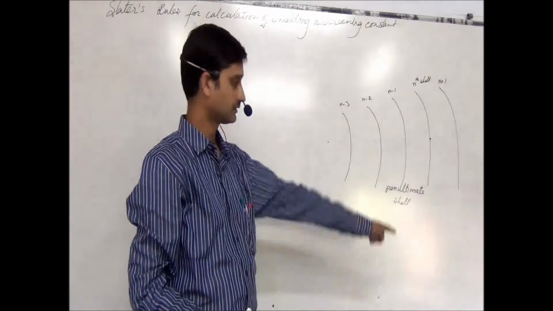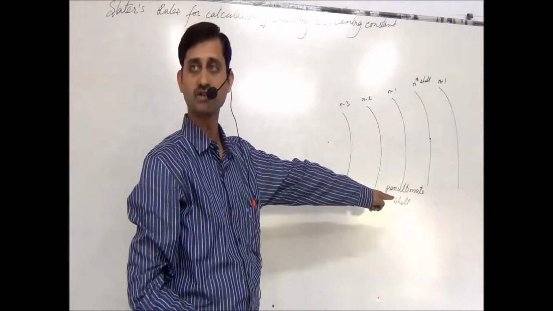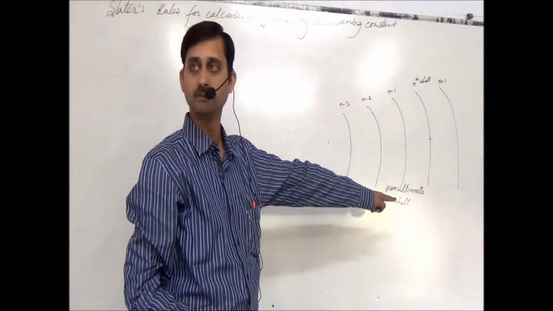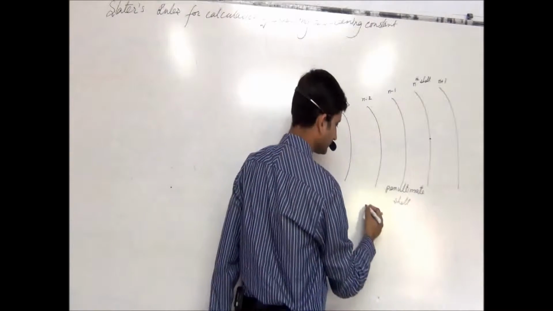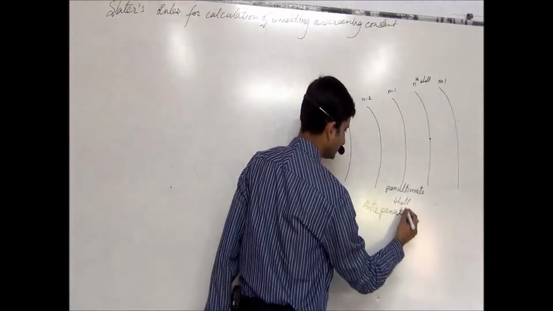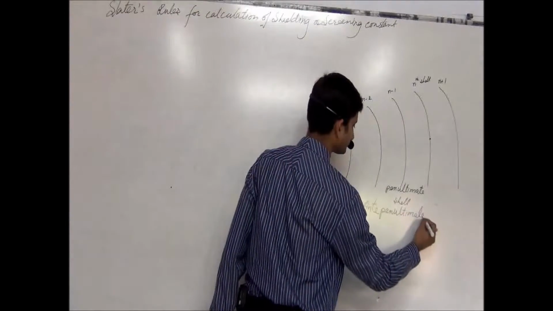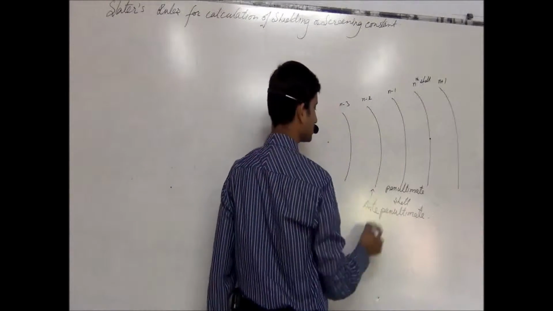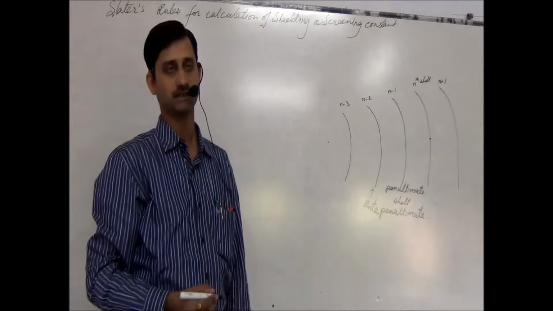Remember this. This is an important word. They are going to ask you the same thing. But what is the case in the penultimate shell? This is called anti-penultimate. The n minus 2 shell is called anti-penultimate.